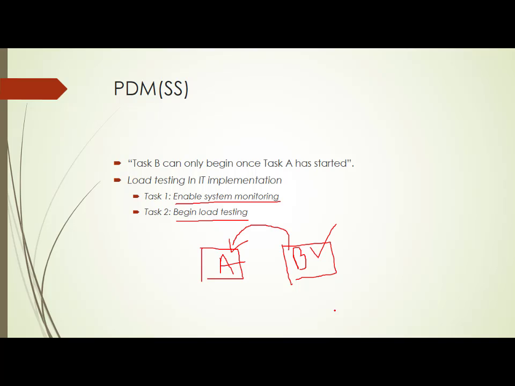Which means task B can only begin once task A has started. First, enabling the system monitoring tool should start. Once it is started, only then can you begin with load testing. So this is called start to start. SS means starting of B depends upon starting of A. If A has not started, B cannot start. So this is called SS, a start to start kind of relationship.